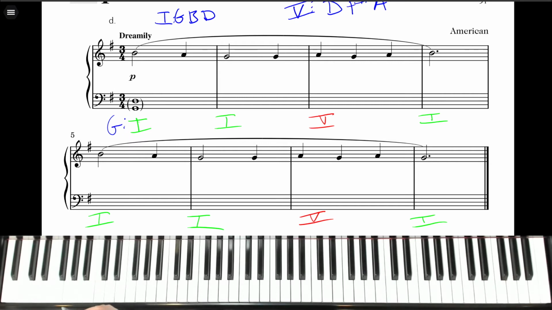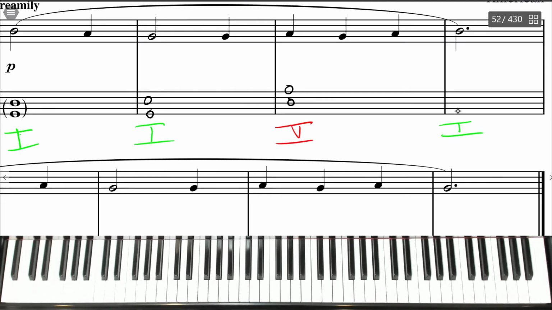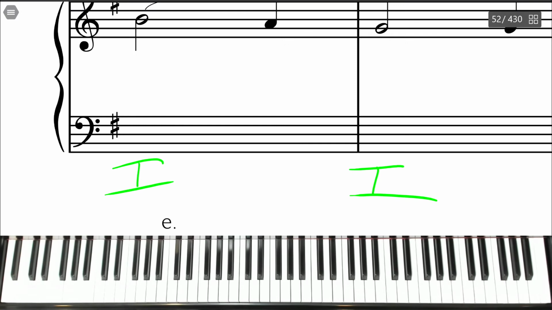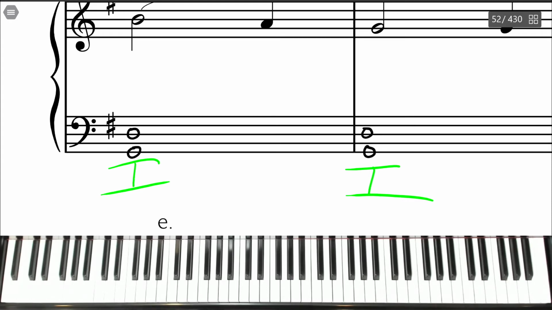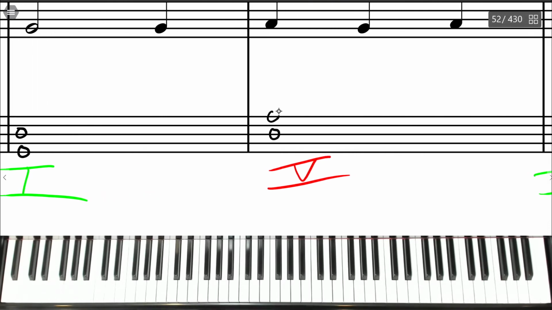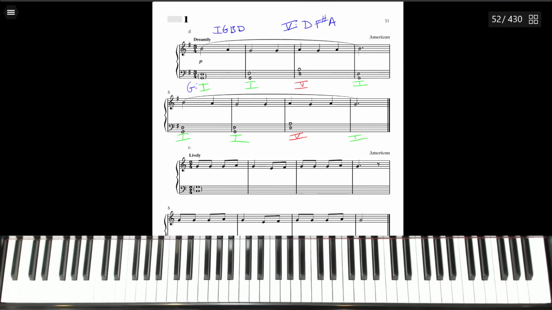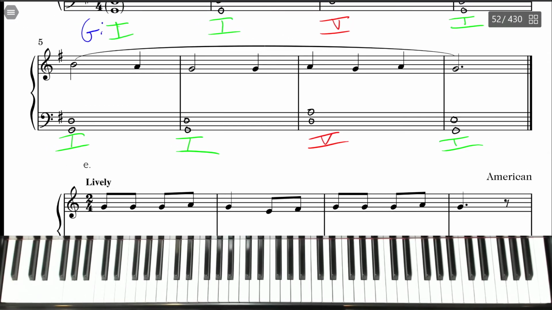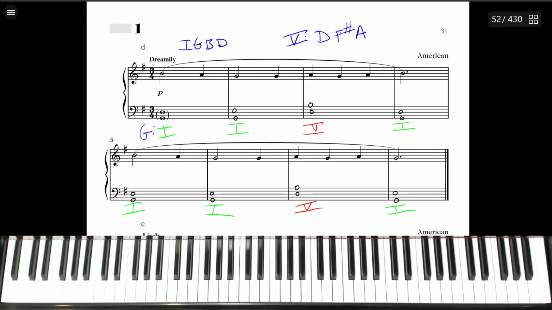Next, I'm going to notate the notes for the left hand. So 1 chord. 5 chord will be D and A. Try to make that A a little bit more crossing the line. 1 chord, G and D. Five chord, D and A, and the 1 chord, G and D. Okay.